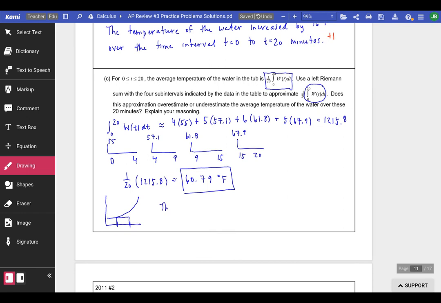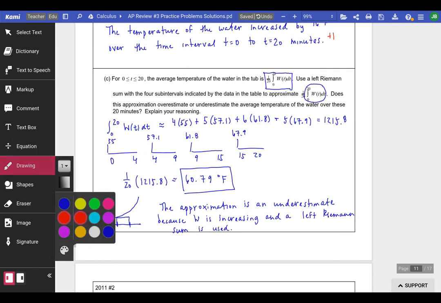So I would say the approximation is an underestimate because our function W is increasing and a left Riemann sum is used.